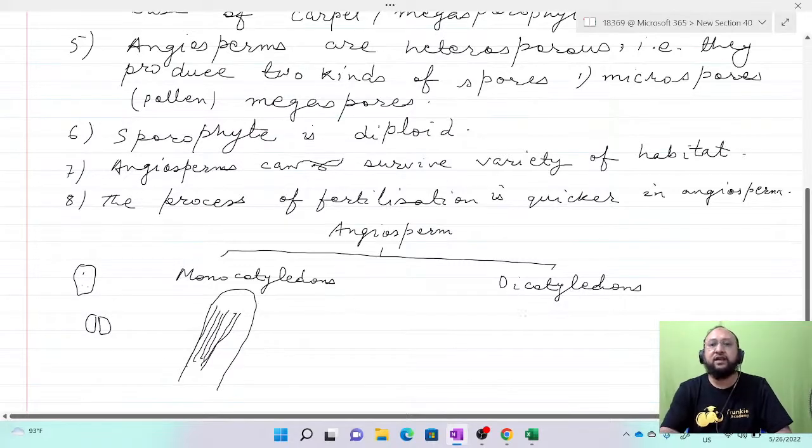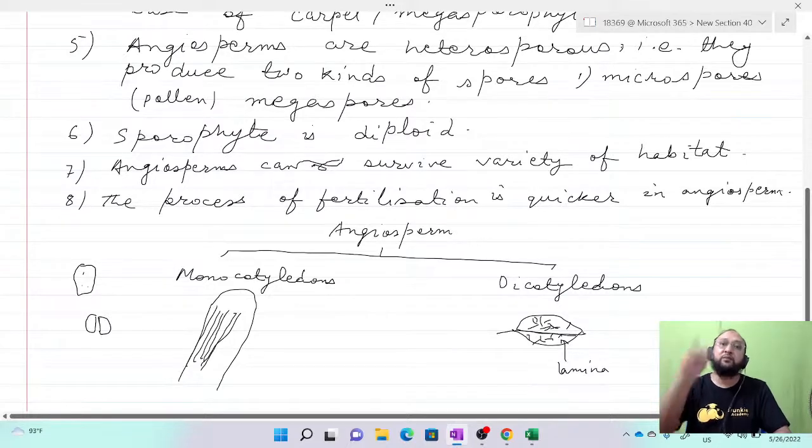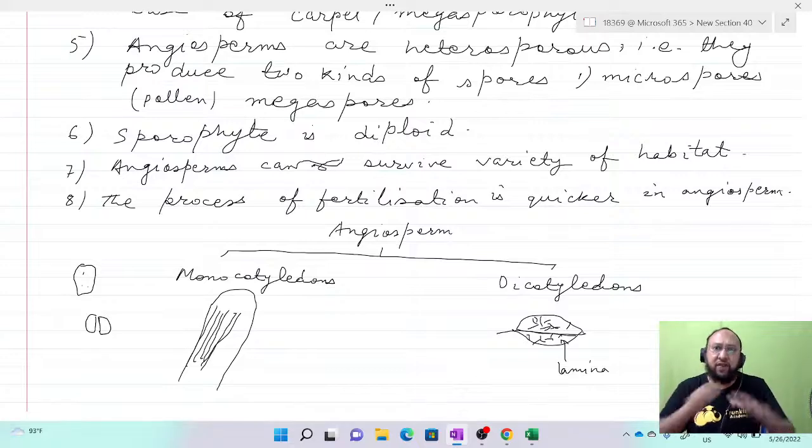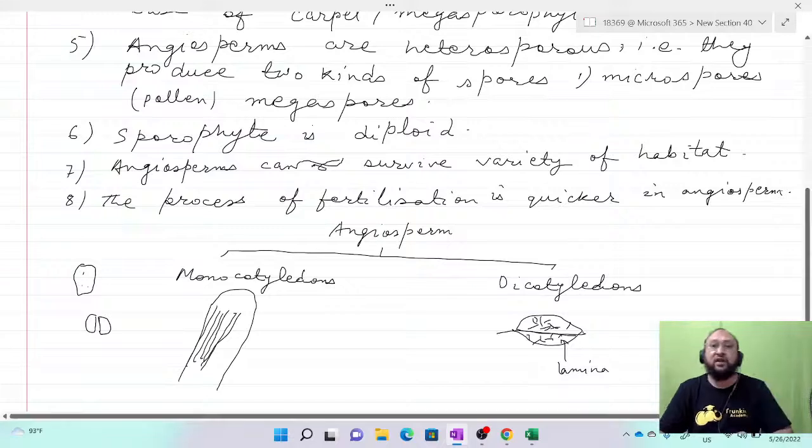But in case of the dicotyledonous plants, the leaf has a midrib, and there is the stalk of the leaf. This is the stalk, this is the midrib, the middle one, and the main portion is called the lamina. Then there are different branches spread all over the lamina of the leaf. The veins of the leaves are spread all over the lamina. So this is called reticulate venation.